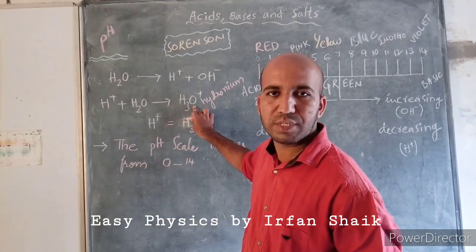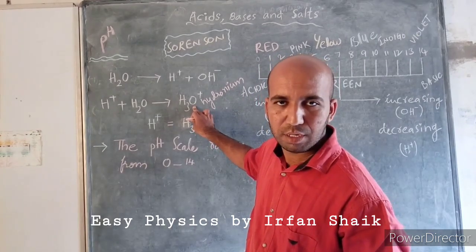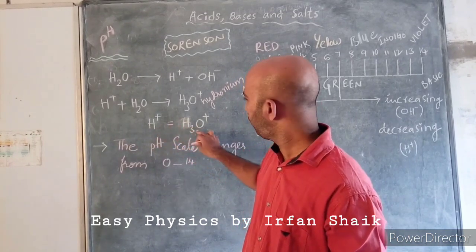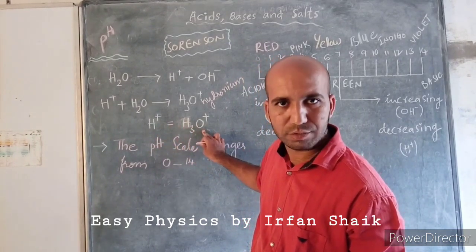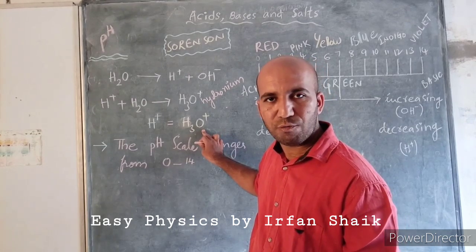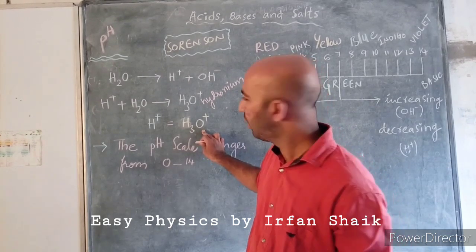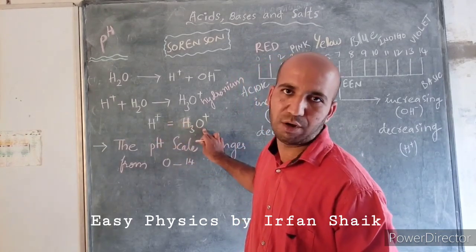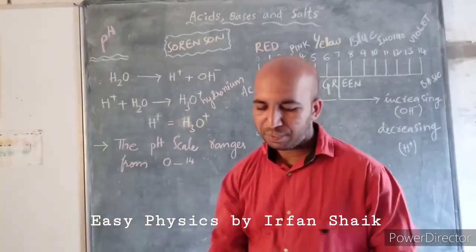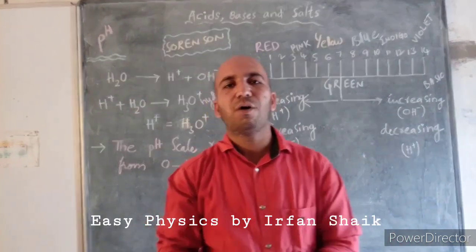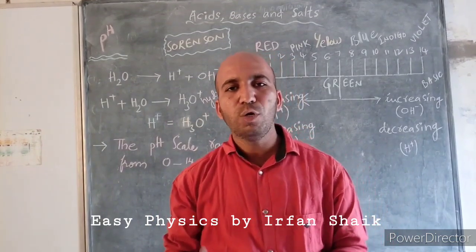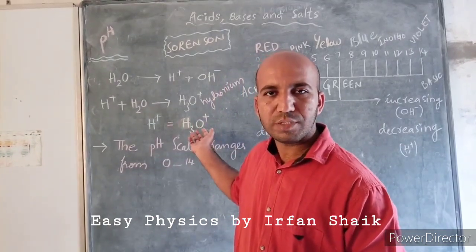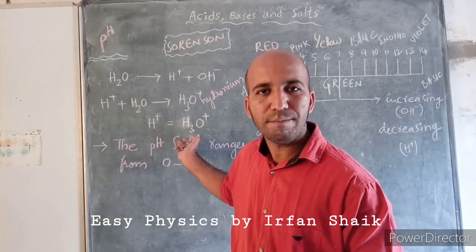So this H3O plus ion is called the hydronium ion. In a solution, the number of H plus ions is always equal to the number of H3O plus ions. So in deciding whether a liquid is an acid or a base, the concentration of H plus ions or H3O plus ions is important. Thus, the acidity or basicity of a liquid or solution depends on the concentration of hydrogen ions or hydronium ions.